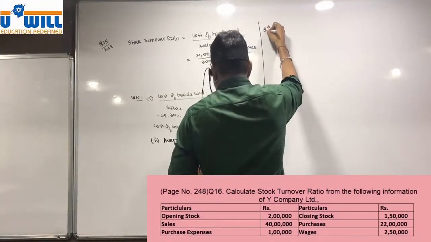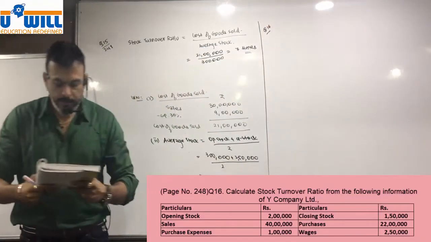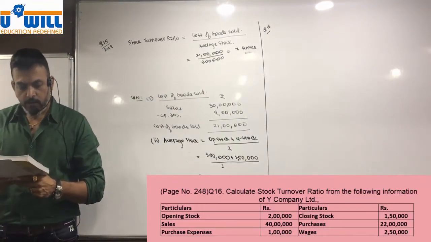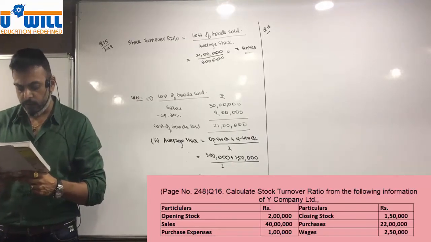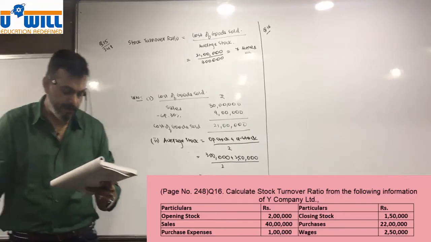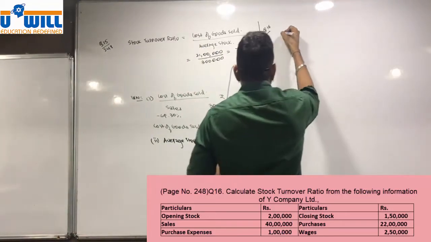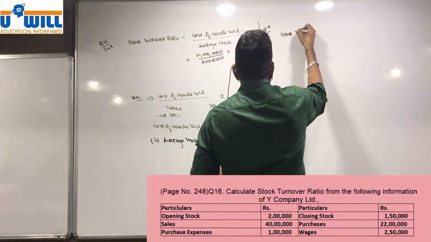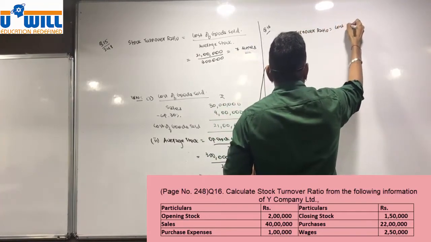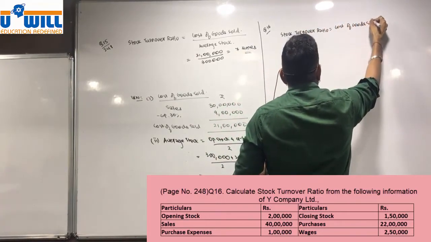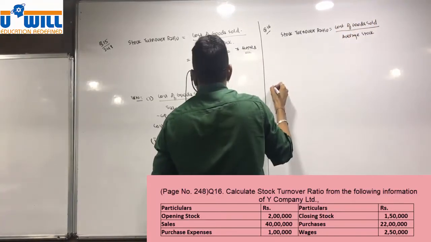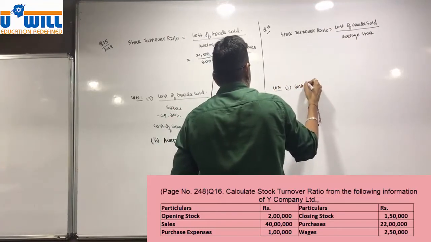Question number 16. Calculate stock turnover ratio from the following information of Y Company Limited. Opening stock, sales, purchase expense, closing stock, purchases, wages. So let's first calculate all these things. Write the formula. Stock turnover ratio is equal to cost of goods sold upon average stock. Working note 1, cost of goods sold.